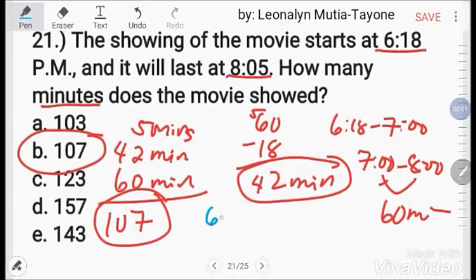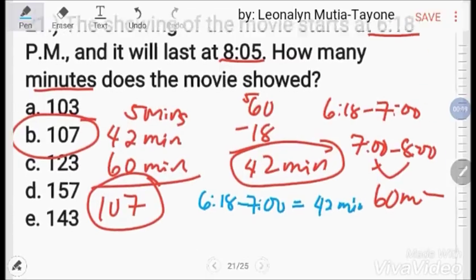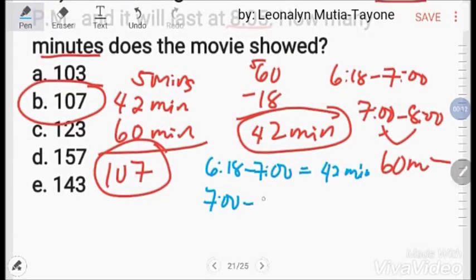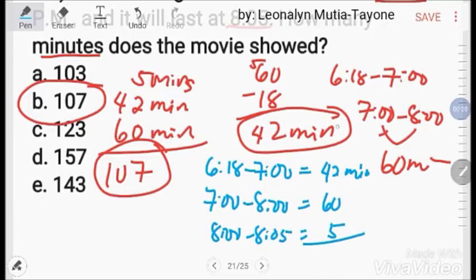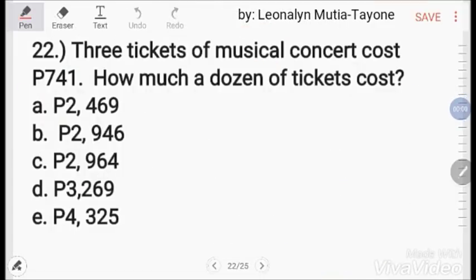Para mas klaro lang, ang 6:18 hanggang 7 o'clock ay merong 42 minutes. Ang 7 o'clock hanggang 8 ay mayroong 60 minutes. At ang 8 o'clock hanggang 8:05 ay mayroong 5 minutes. So, ang total niyan ay 107 minutes.